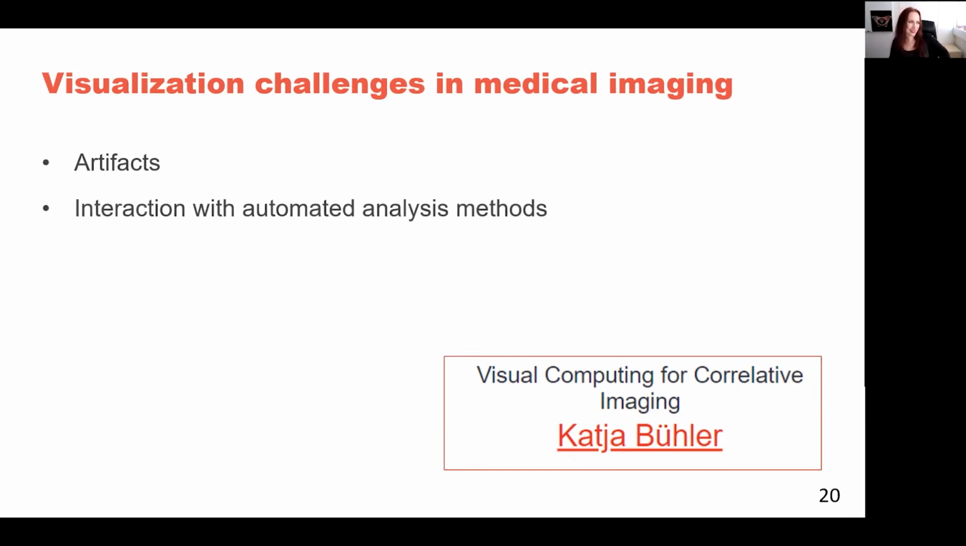Then interaction with automated analysis methods is also a very important thing, again, to think about what parts of the analysis can be automated, what parts should be interactively visualized.